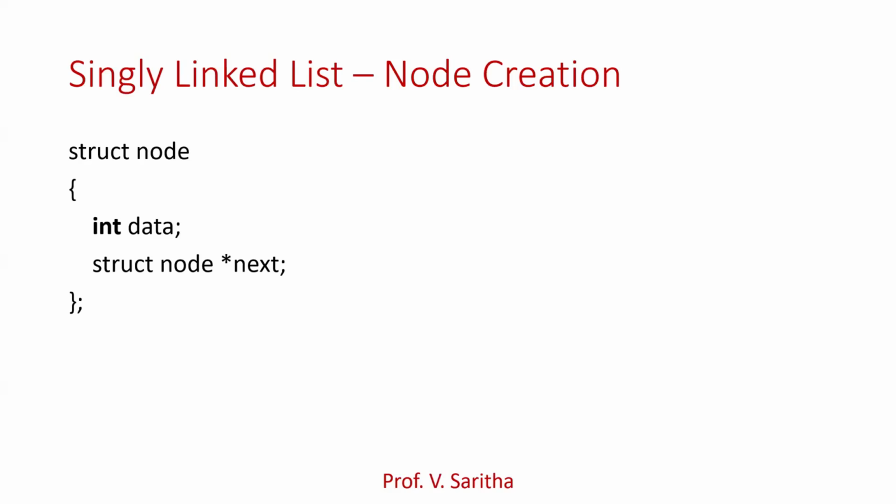Let me say int x, character c, arrays, float f, like this. You can define 3 or 4 variables. And at the end, you have to define struct node star next, which indicates that you are defining a pointer to the next node. It means a similar structure of the node will be created and whose pointer will be nothing but next. Okay.